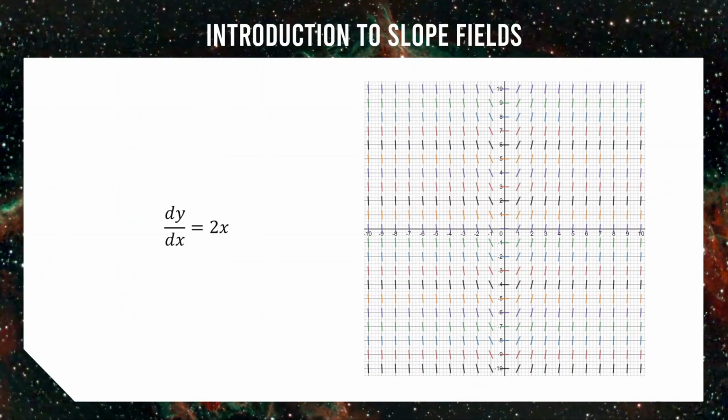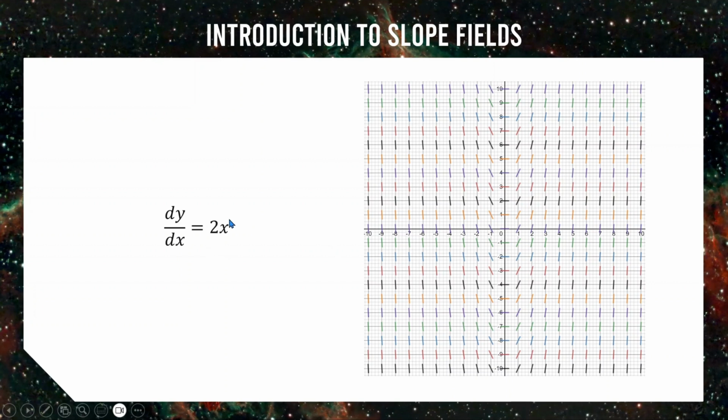Okay, so the slope field we calculate by calculating the gradient of our differential equation at a single point. What I mean by that is, if I let x equals 0 in this equation, I get dy on dx is equal to 0. So that means wherever I have an x equals 0, I'm going to draw a horizontal line to represent a gradient of 0. Okay, gradient of 0 is a flat line.